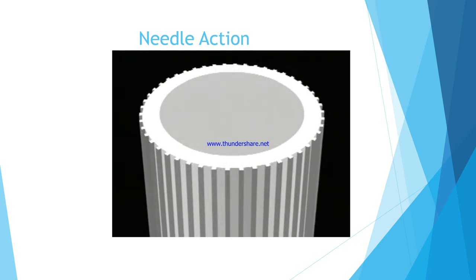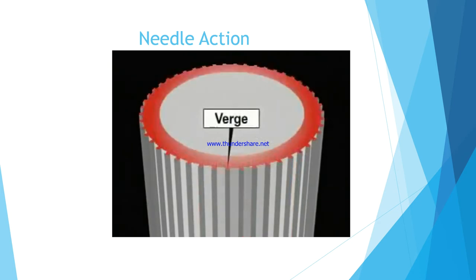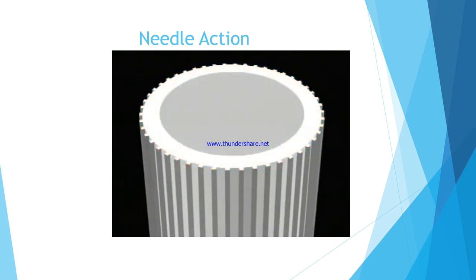The cuts or grooves may also be referred to as slots or tricks. The top edge of each groove is called the verge. These cylinders are very precisely manufactured, so the diameter measured at any place is equal.